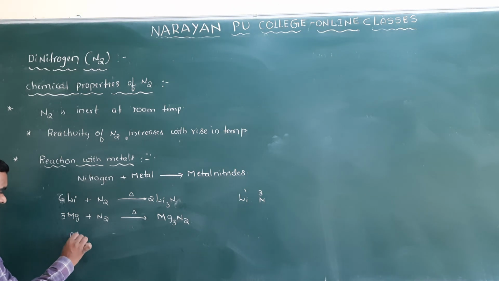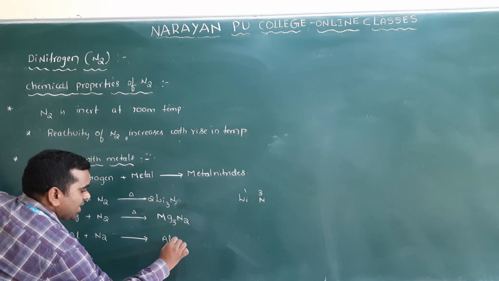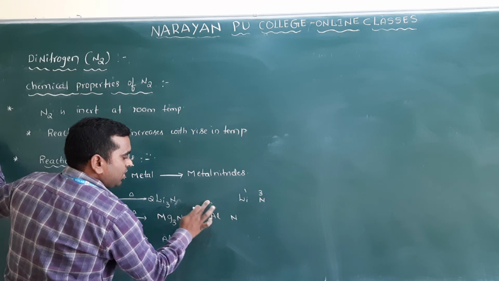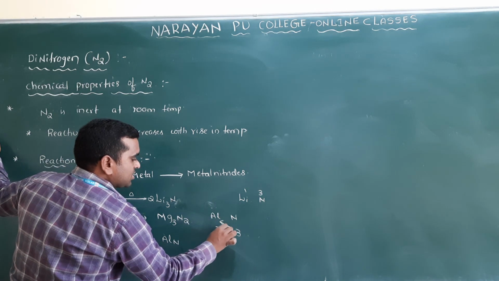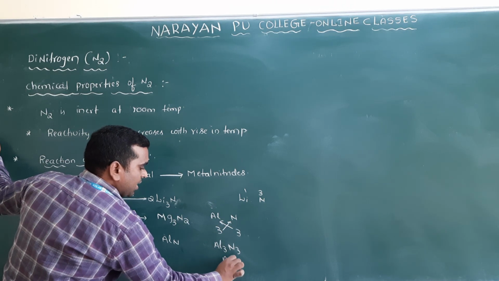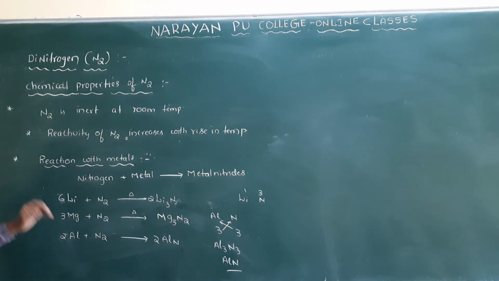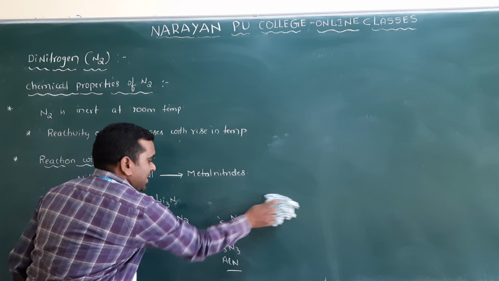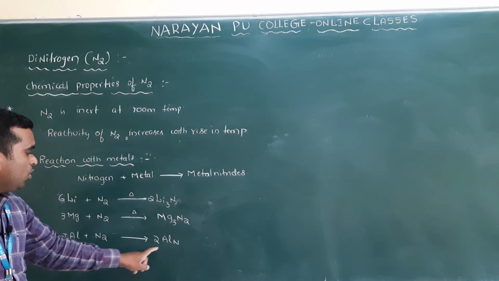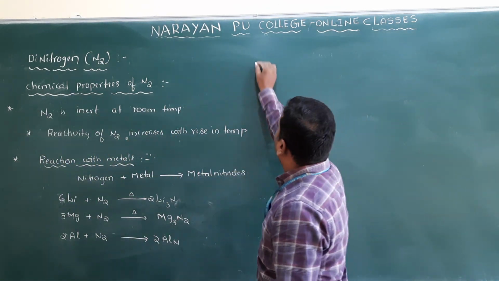In the same way, whenever it reacts with aluminum, what will you get here? AlN. Why? The valence of aluminum is 3 and nitrogen also 3. By the crisscross method you will get Al3N3, which we can write as AlN. So what you are getting here is metal nitrides: lithium nitride, magnesium nitride, aluminum nitride. Clear? This is the reaction with metals.